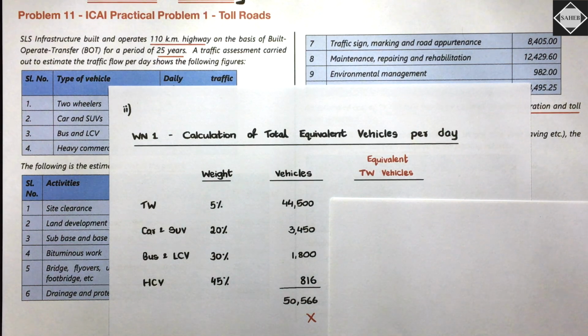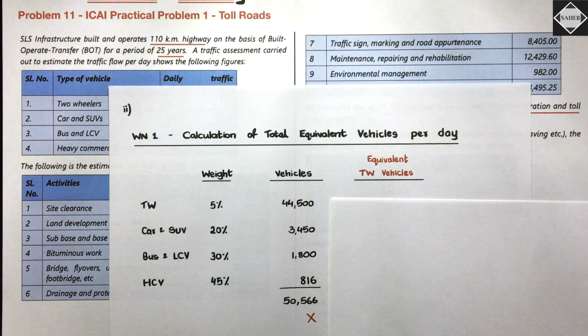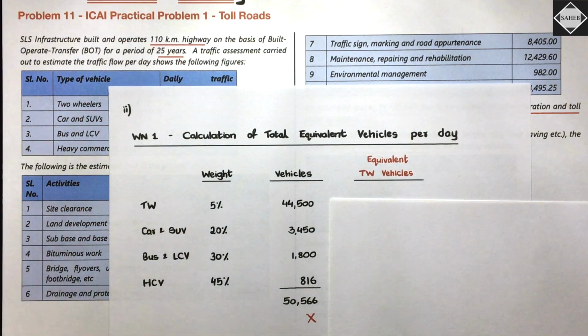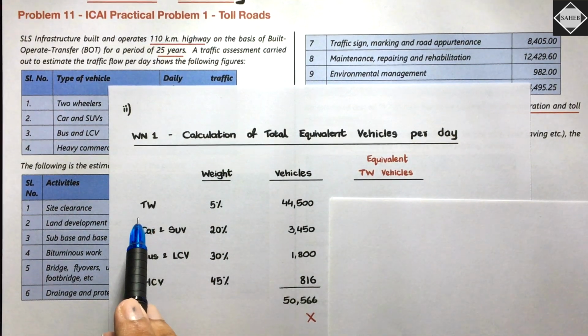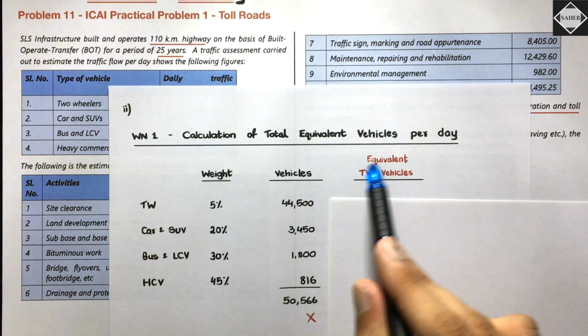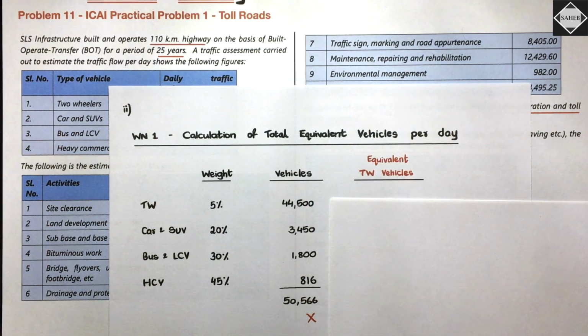It's really simple. What we are going to do is convert everything into one default category. You have to choose what your default category is. We always say choose the lowest one as the default category. So 2-wheelers is the lowest, let's choose this as our default category. Automatically this column becomes equivalent 2-wheeler vehicles. Everything we are converting into 2-wheelers for the calculation purpose. We are making everything uniform, bringing it to the same level.